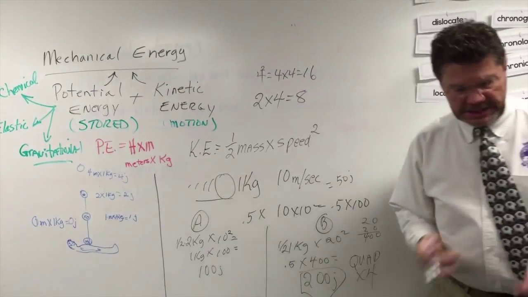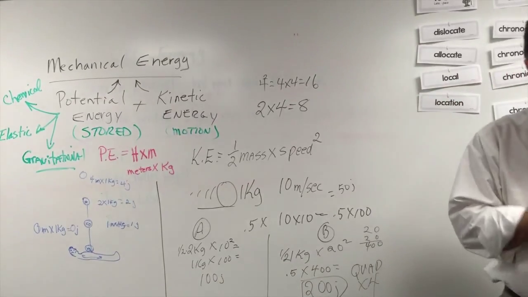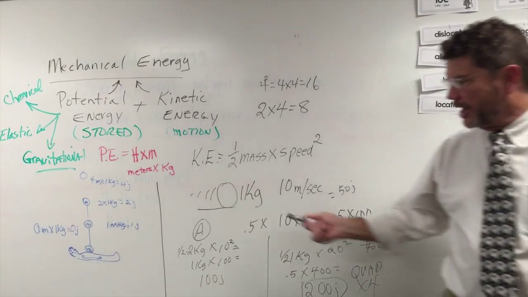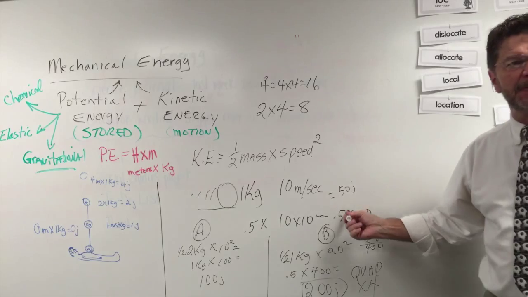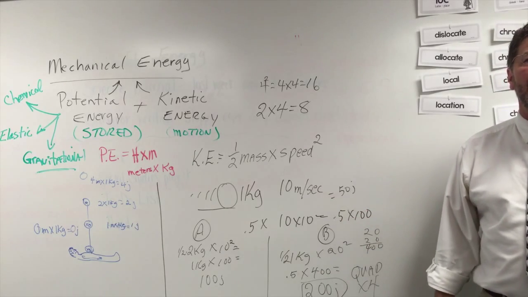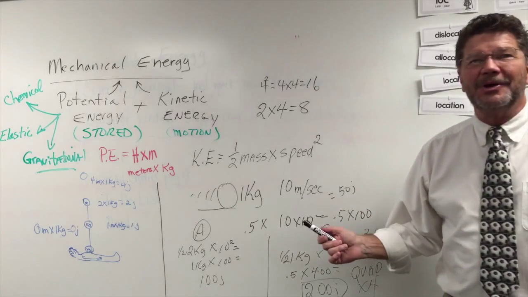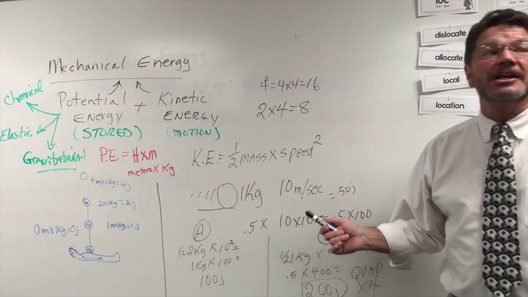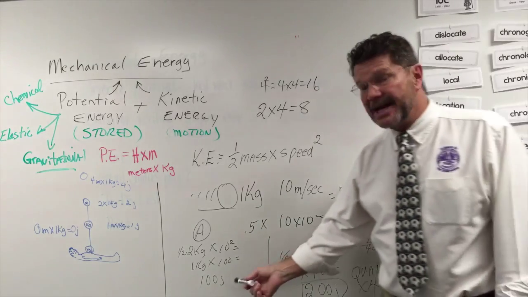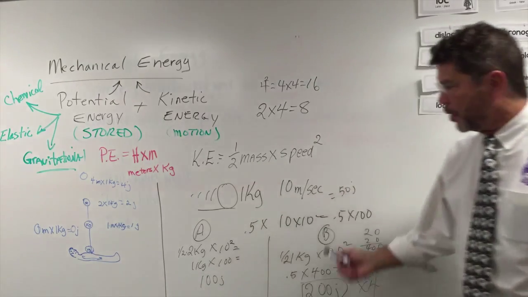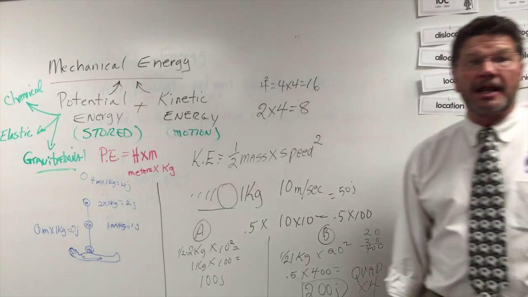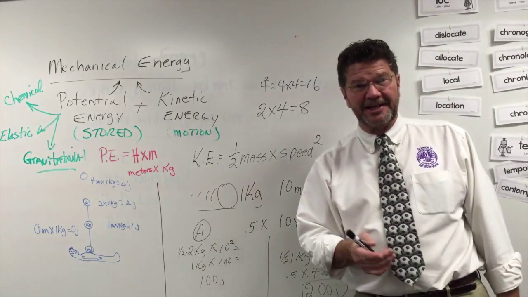So my question is this. If you want to increase kinetic energy, is it better to double the mass or to double the speed? Double the mass. Which one is it, do you think? Double the speed. When we double the mass, we only got a little bit of energy. When we double the speed, we got a lot. Let's see if we can demonstrate that.